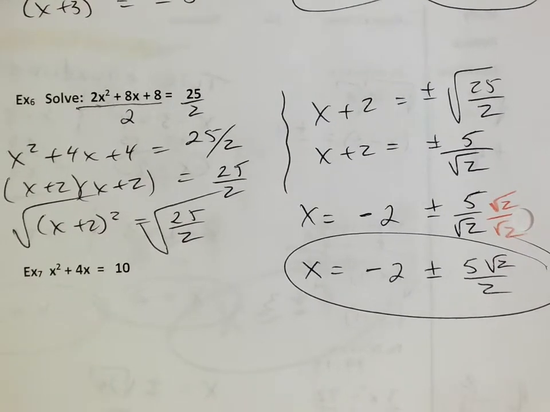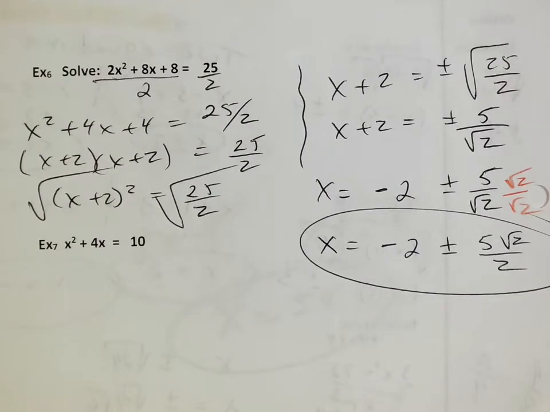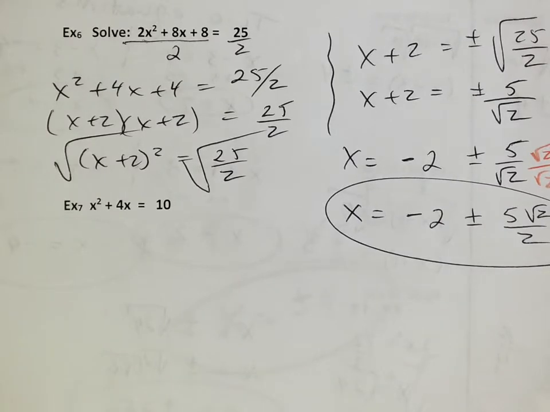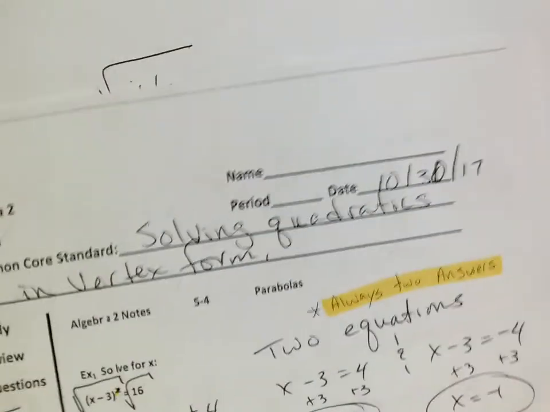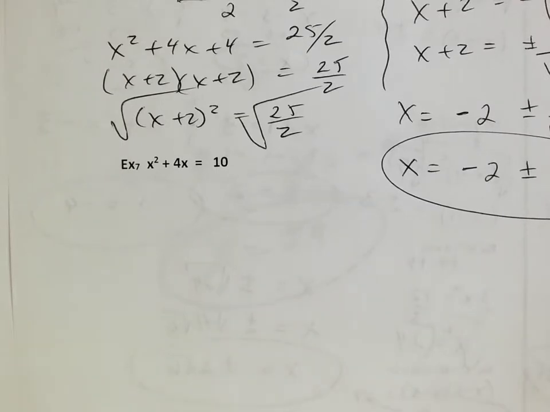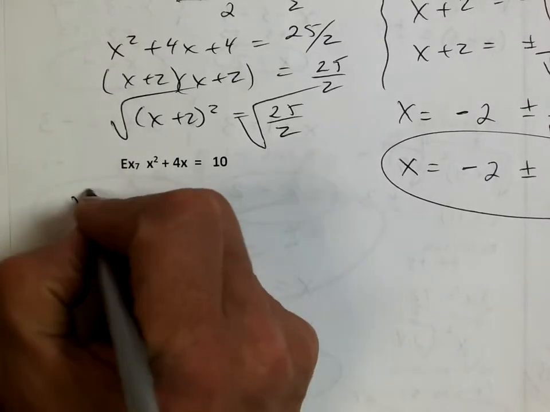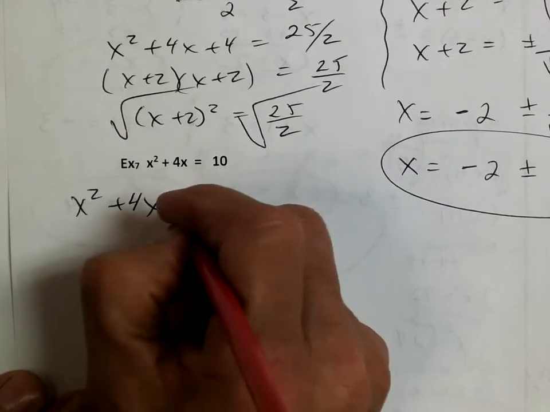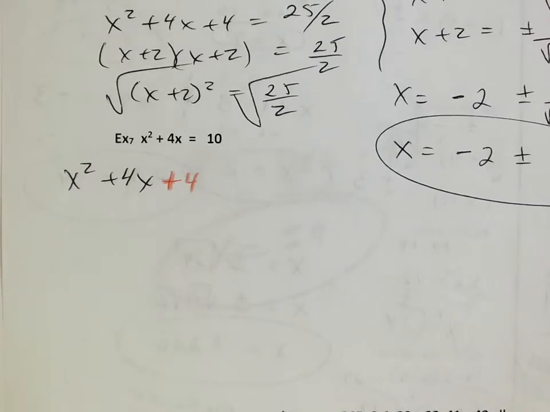Okay, example 7. Can I slide it up or am I going too fast? Well, when I look at example 7, I really want it to look like one of these. What I'm going to do is randomly throw something out at you, okay? I am going to go x squared plus 4x, and I'm going to go plus 4. I'm just going to add 4. Why did I throw that 4 in there? How's that going to help?